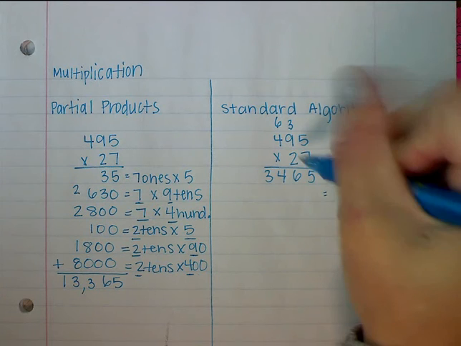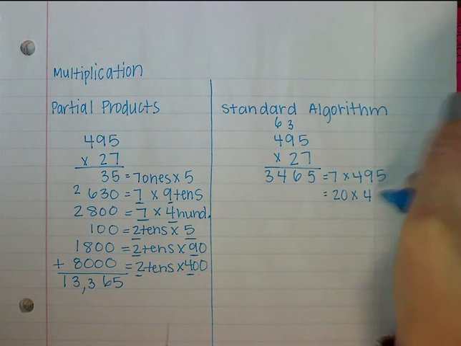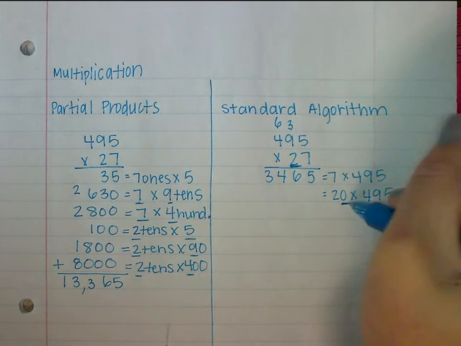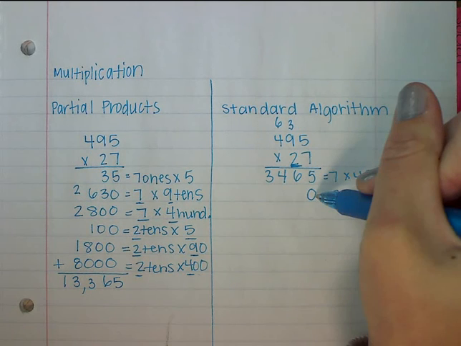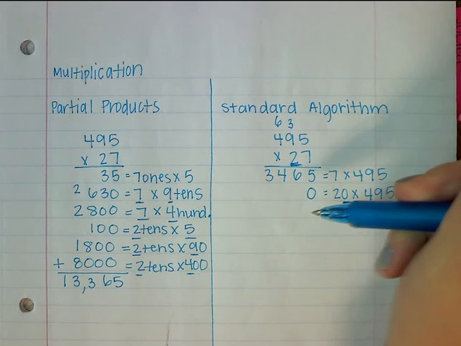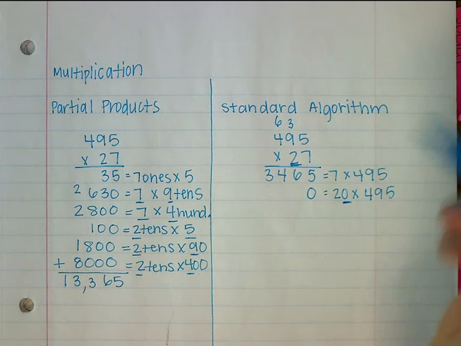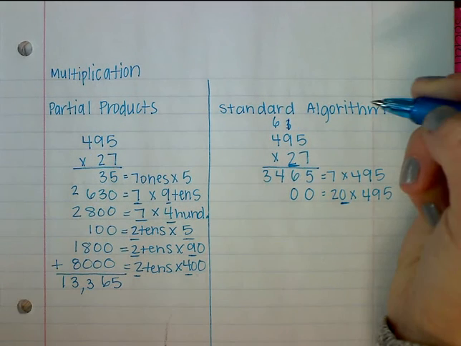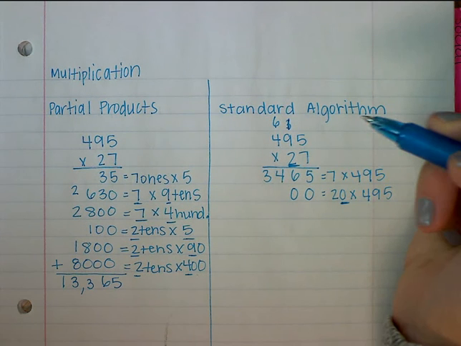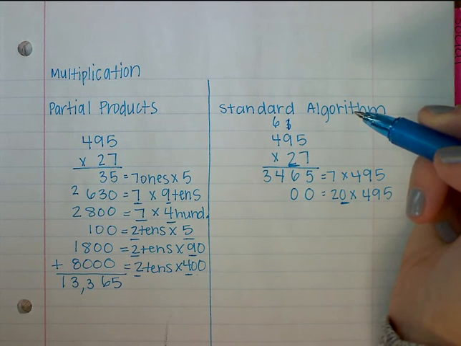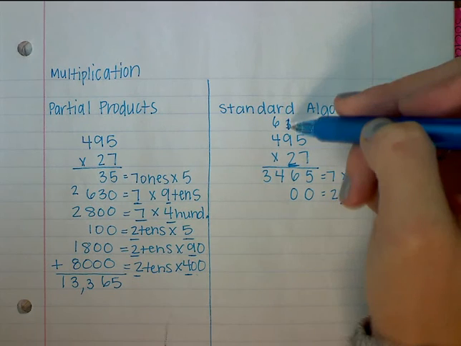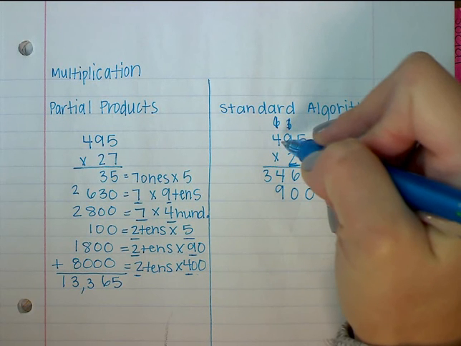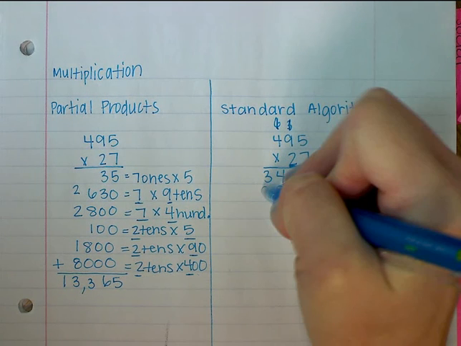And then down here, I'm doing 20 times 495 because this 2 is really a 20. And because it's a 20, I know I can put a 0 in the tens place because all of my digits are just going to move over to the left one place since I'm multiplying by 10. So then I have 2 tens times 5, so that's 10, or 100. And then I have 2 tens times 9 tens, which is 18 hundreds plus 1 more, which is 19. And then 2 tens times 4 hundreds, which is 8,000 plus 1 more thousand, so that's 9,000.